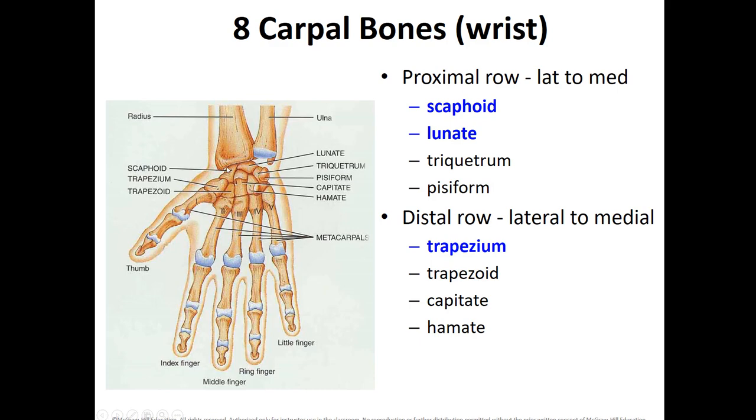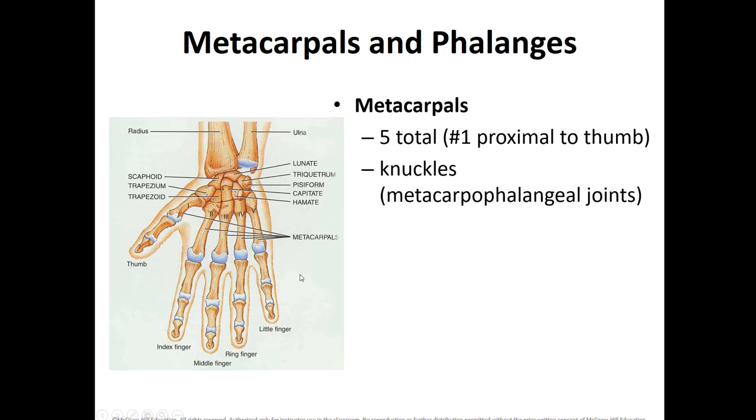You have a condylar joint here. On the distal row, the most important bone is the trapezium. It articulates with your first metacarpal. This is a saddle joint. Your metacarpals are numbered 1 through 5. The first one is going to be towards your thumb, so this is the most lateral.